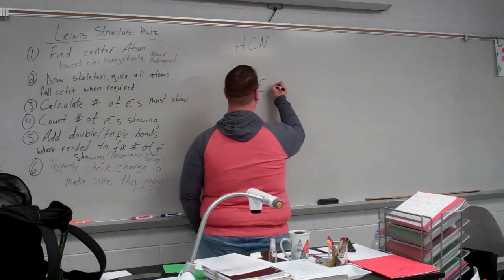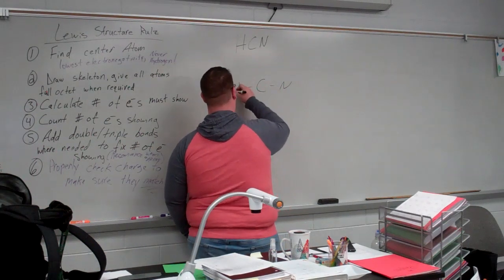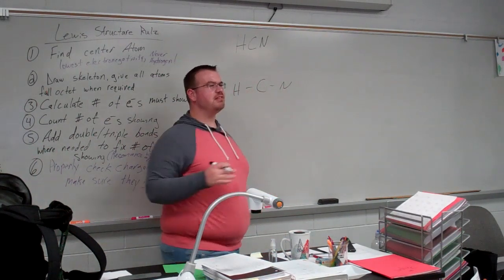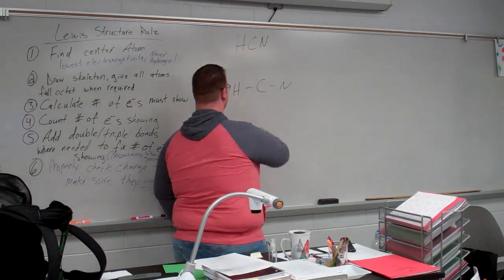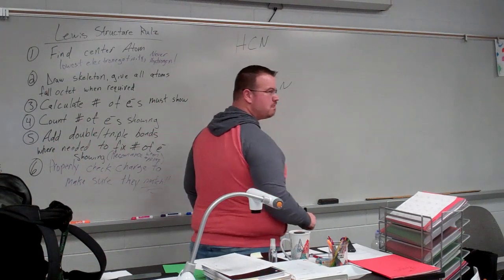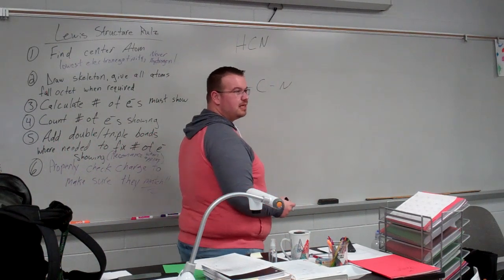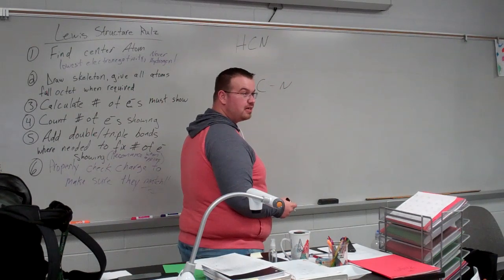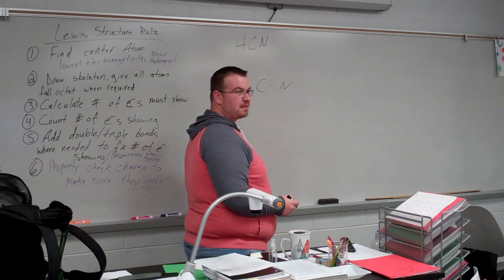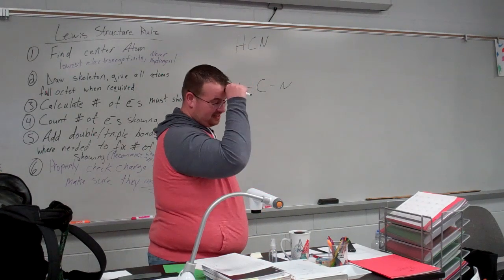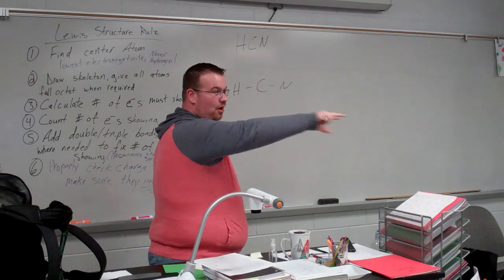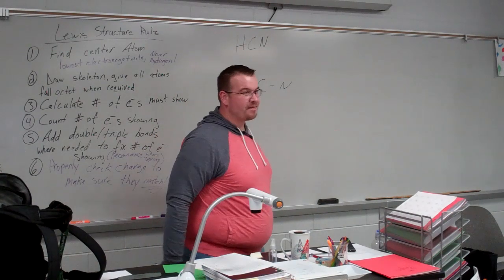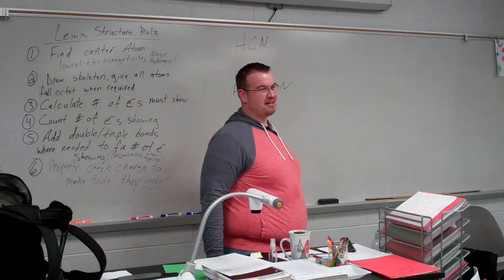Alright, let's draw a skeleton. H, C, N. Give everything a full octet where required. How many lone pairs for hydrogen? It's a trick. It only makes one bond. There are no lone pairs on hydrogen. I said 1, that was wrong. Love that. It only makes one bond.